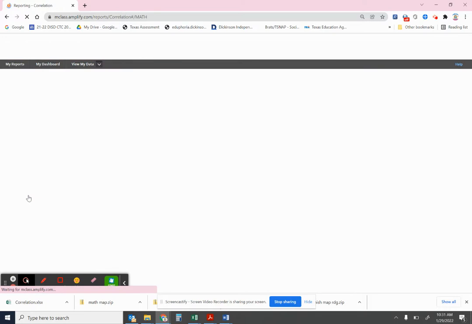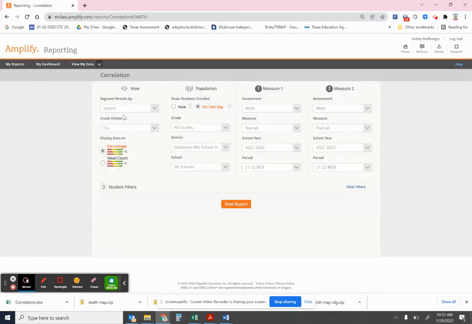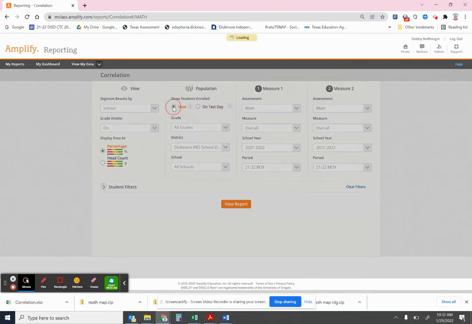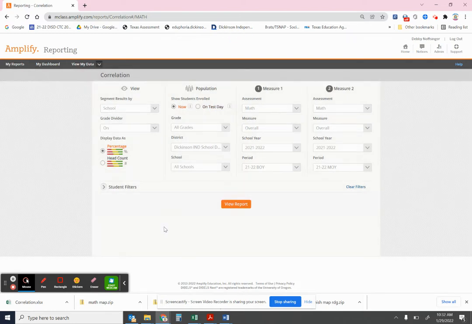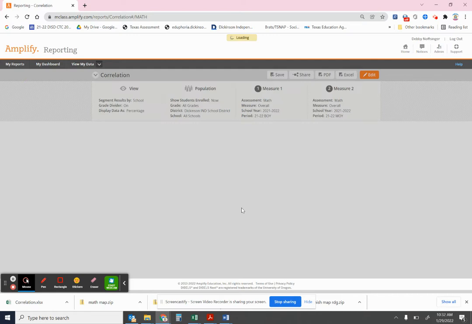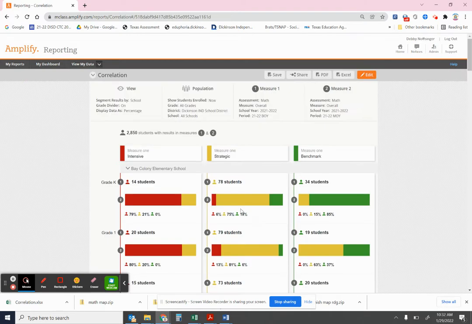We're going to do the correlation report. We want it divided by school, and I'm not sure if you'll have that option on yours or not, but we'll do it by grade. I want the students that are enrolled now because that's the kids that we are going to be affecting. Right? The assessment is math. Measure 1 is the BOY. Measure 2 is the MOY. And so then I'm going to say create report.